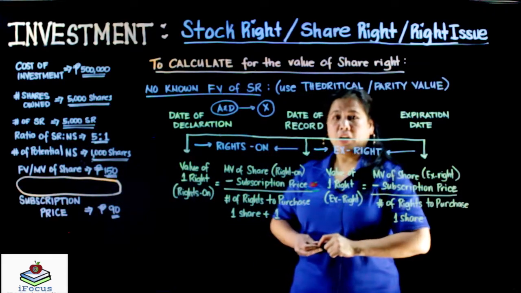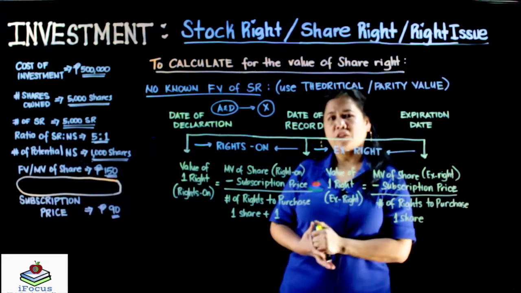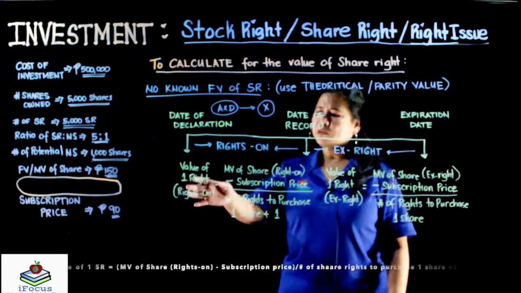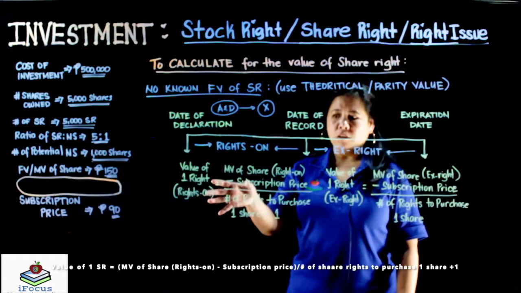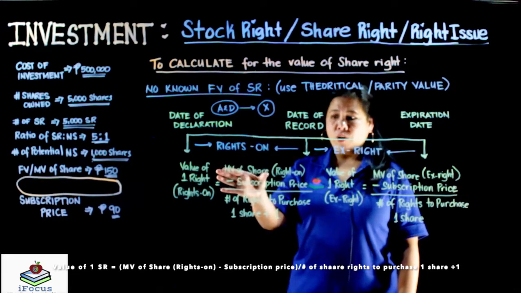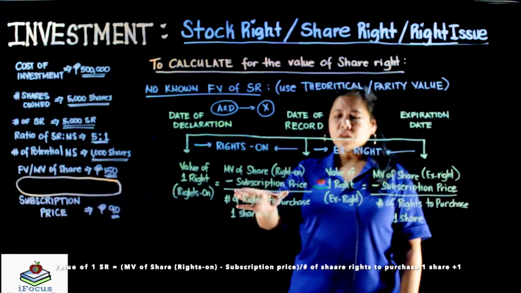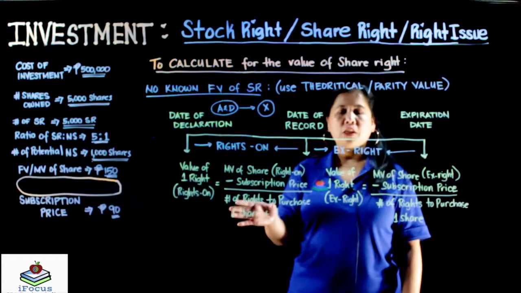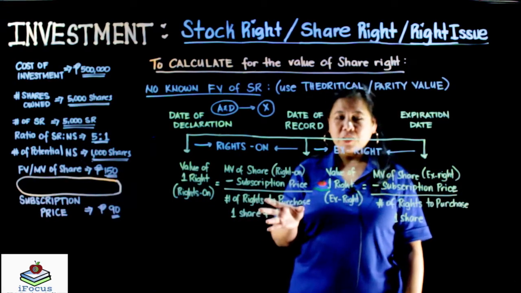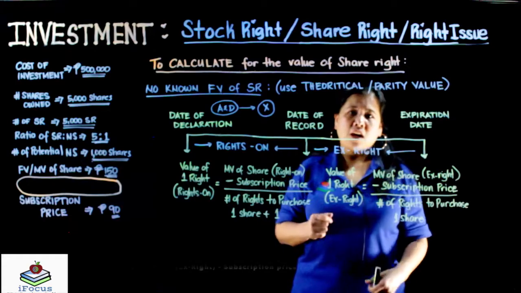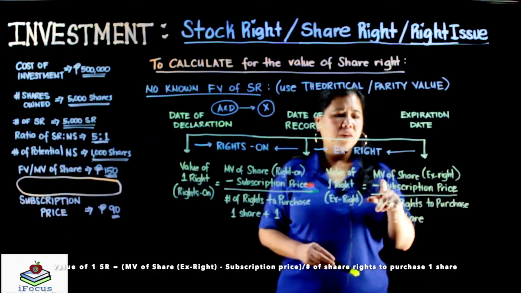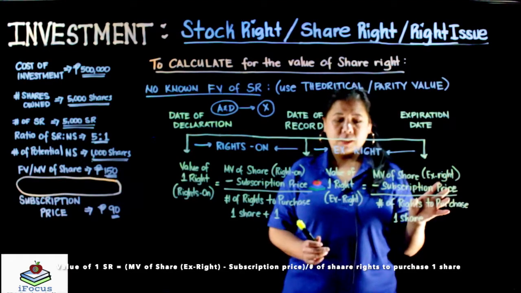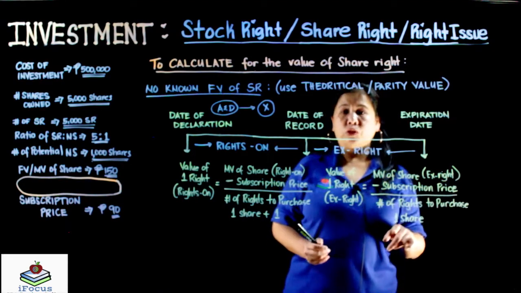Alright, so ito ang mga formulas natin kapag rights on, ang pag-calculate ng value of the share right is the value of one share rights on is equal to the market value of the share, which is a right on, minus the subscription price divided by the number of rights to purchase one share plus 1. Don't forget the plus 1. Kapag X right naman siya, ang formula natin is the market value of share, which is the X right, minus the subscription price divided by the number of rights to purchase one share.